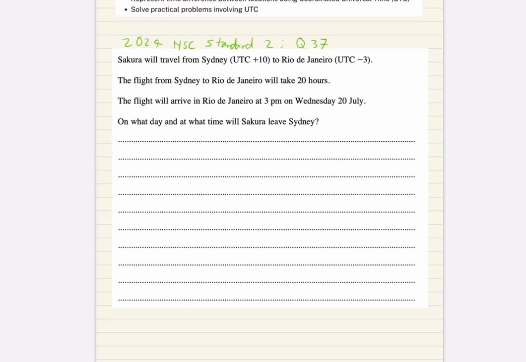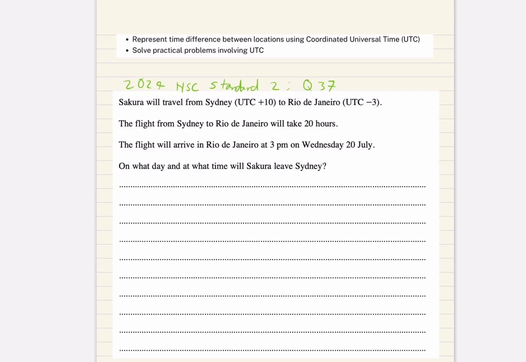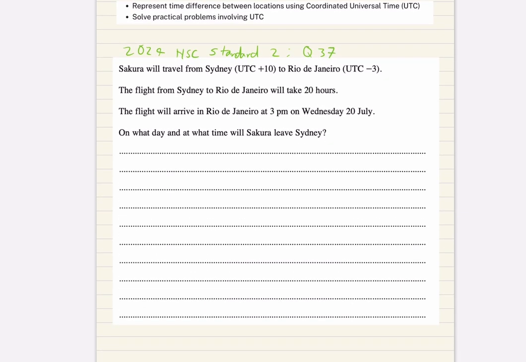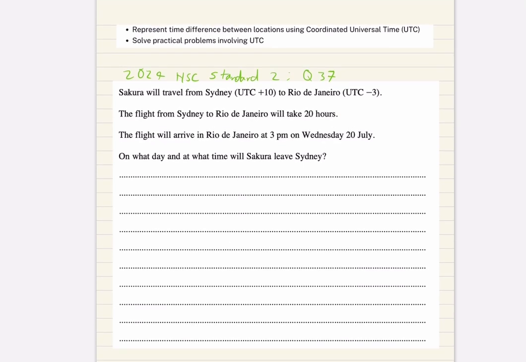And finally, to finish off on these last 2 dot points regarding UTC, I found a 2024 HSC Standard 2 paper. This is question 37, which involves these 2 dot points. So I'll talk you through how to do these.